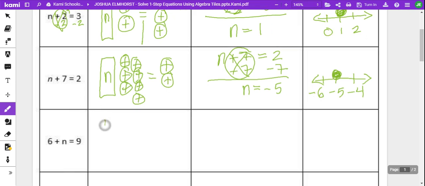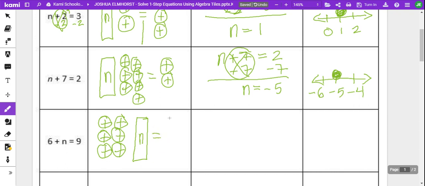We got 6 positives. 1, 2, 3, 4, 5, 6. And that is on the same side, the variable as n. 6 positives and one variable n. And this is equal to 1, 2, 3, 4, 5, 6, 7, 8, 9. Okay, so 6 plus n is equal to 9.